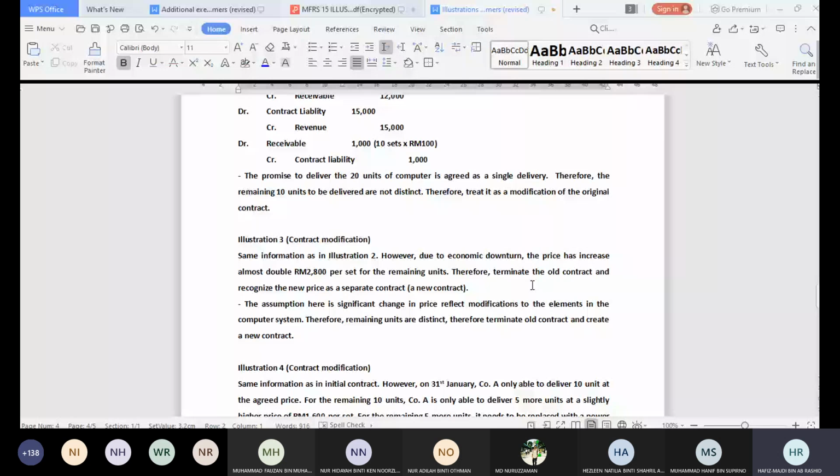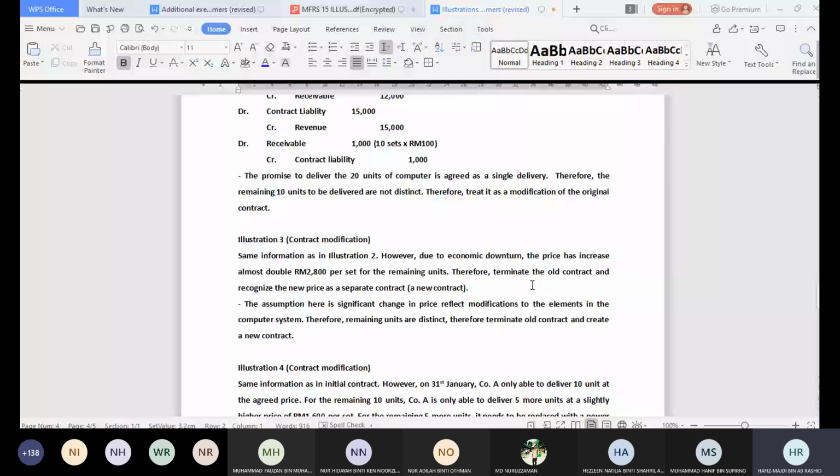Okay. Are they distinct or not? If the remaining unit to be delivered, that means there is no additional goods. They are only remaining, but you have modified certain terms of the remaining unit. Then you need to find out whether they are distinct or not. If they are distinct, terminate the original contract and create a new one. If they are not distinct, just modify the original contract.